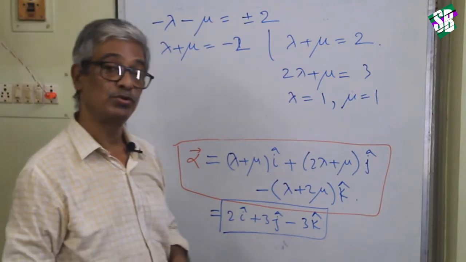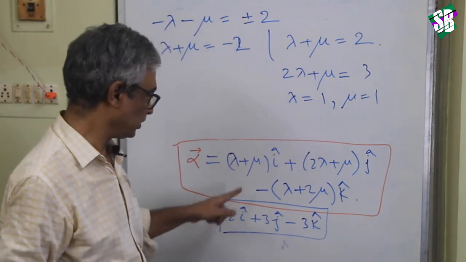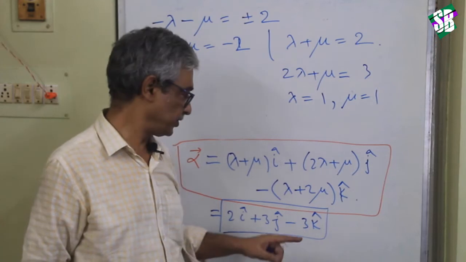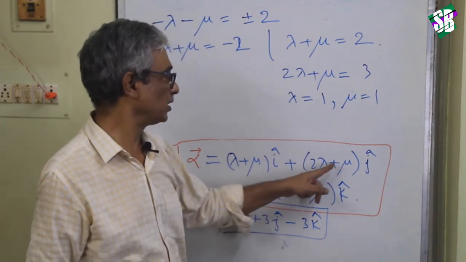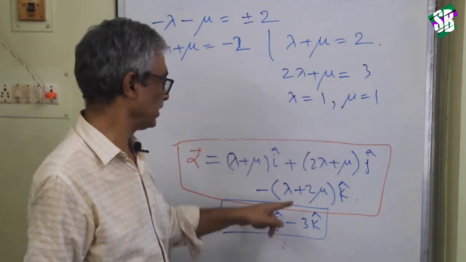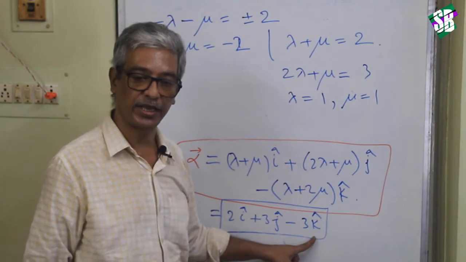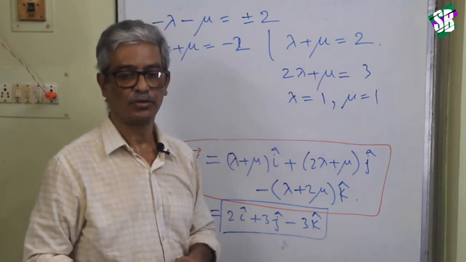If you go to option B, there you have 2i cap plus 3j cap plus 3k cap. But if you take 2 lambda plus mu equal to 3, then the value of this becomes 3, so this is minus 3k cap. So option B cannot be correct.